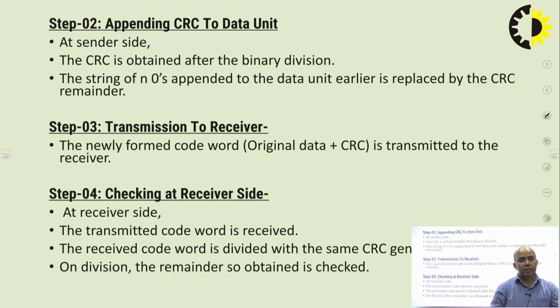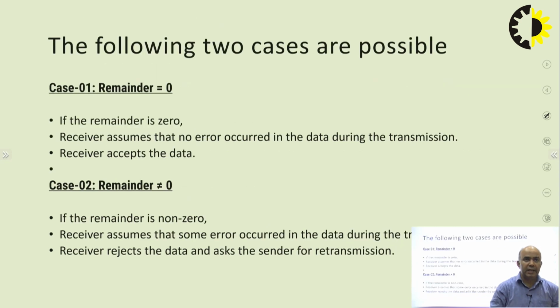Now our original data plus the CRC data is transferred over the media. The receiver again checks with the help of the same code word. So, during the transmission of the data, there are two possible cases that can happen.